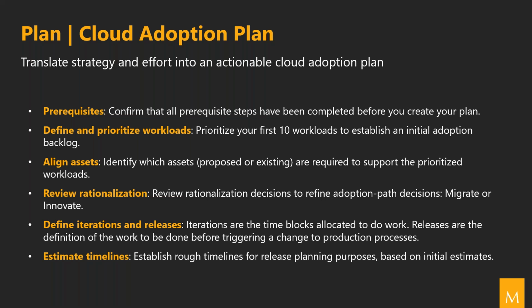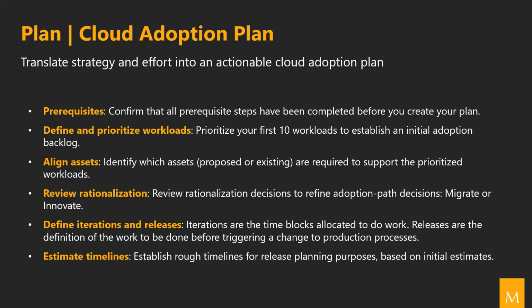So as part of your journey, it's always a great idea to have the adoption plan documented, and that should in theory effectively have the actionable outcomes that you want to achieve aligned to your strategy. And this looks at things like your prerequisites, so confirming that all those prerequisite steps have been completed before you create the plan. It's defining and prioritizing those workloads, which is part of that rationalization of the estate, and then that power of 10, which we spoke about earlier. It's also about aligning those assets, so identify which assets are required to support those prioritized workloads, and those assets are people as well as technology.